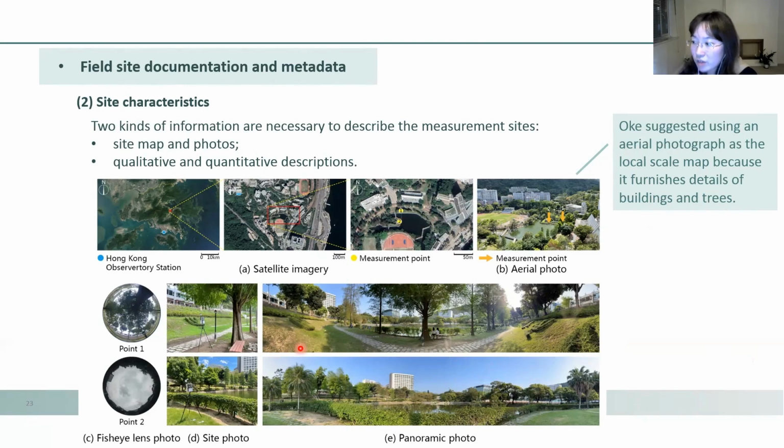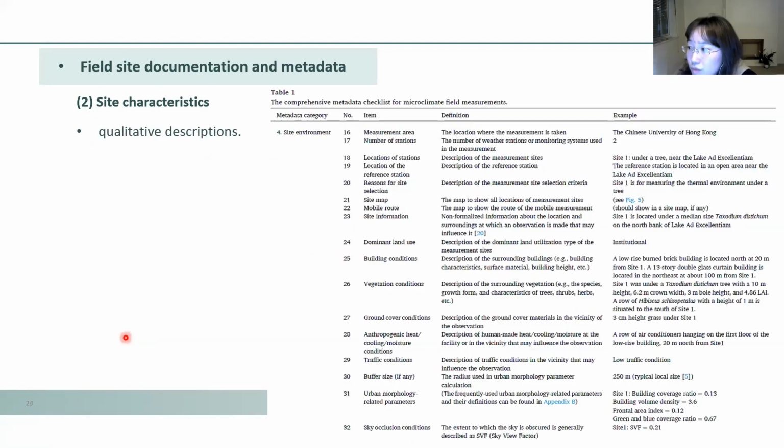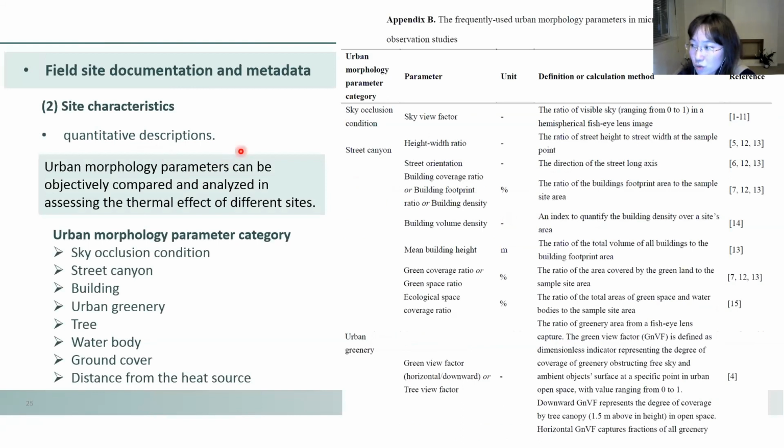And if you want to give a view of the sky occlusion conditions, I suggest using fisheye lens photos. For the qualitative descriptions, I suggest you refer to my metadata checklist. And for the quantitative descriptions, I would like to suggest using urban morphology parameters because they can be objectively compared and analyzed in assessing the thermal effect of different sites.